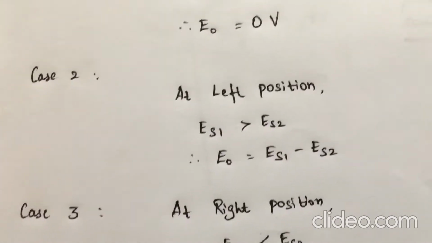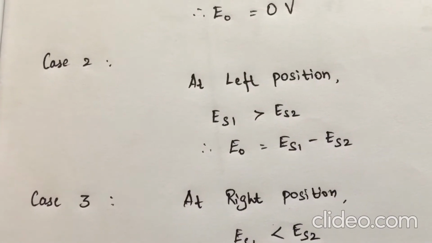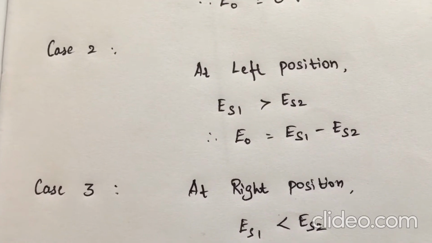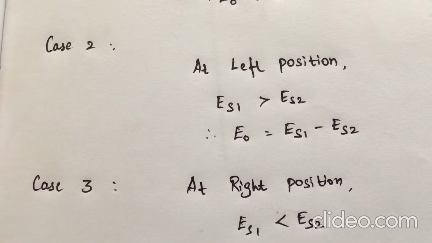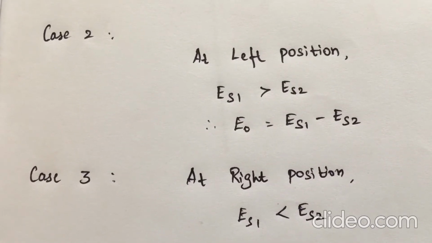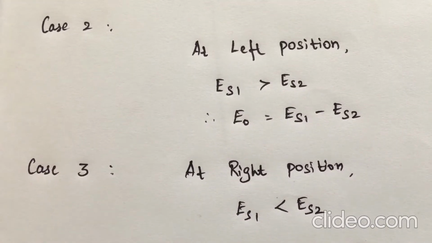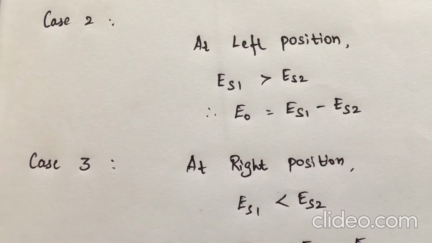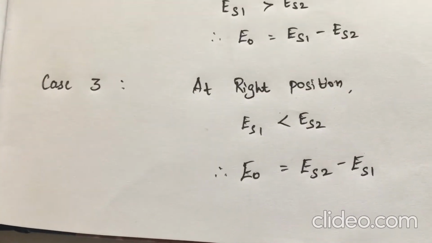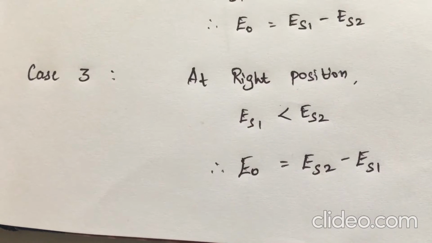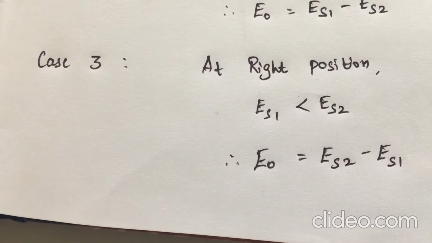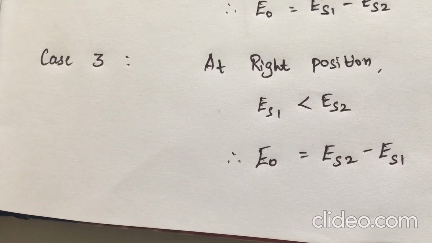In the left position, the core is moved towards ES1. By moving towards ES1, more flux linkage is generated in secondary coil 1 compared to secondary coil 2, so the EMF generated in ES1 will be higher than that generated in ES2. The output voltage will be E naught equals ES1 minus ES2. In the same way, by moving the core to the right position, the induced EMF in ES2 will be higher than ES1 due to mutual inductance, so E naught equals ES2 minus ES1.